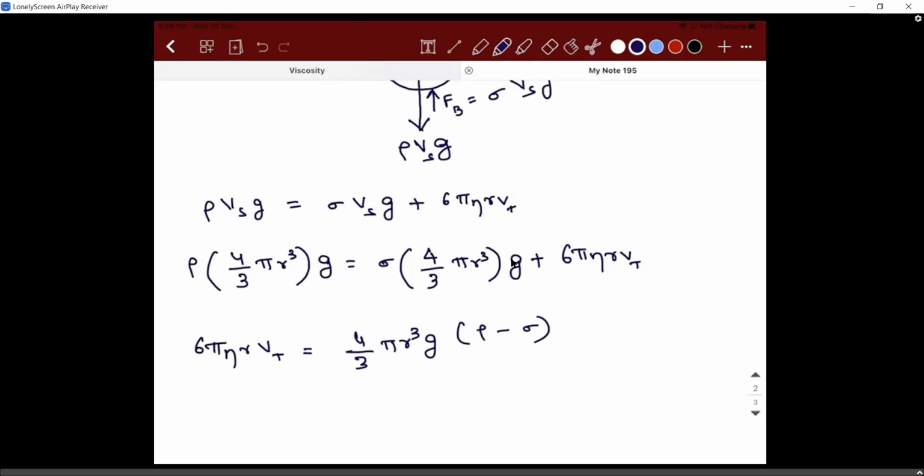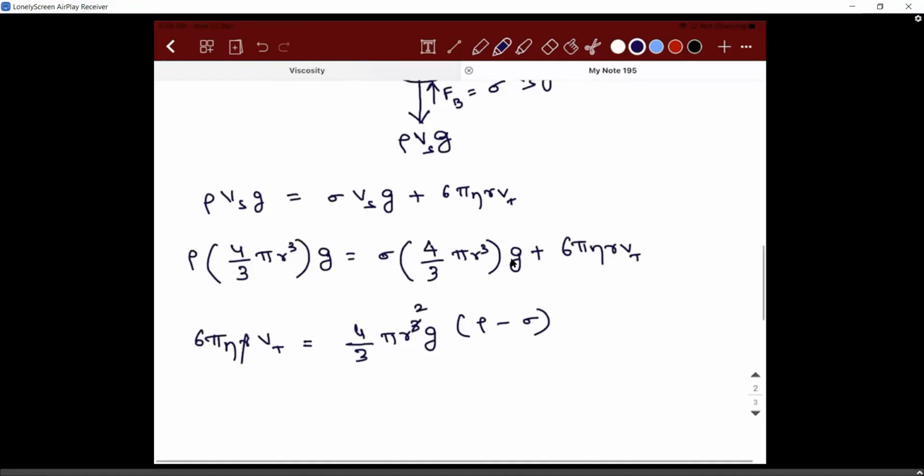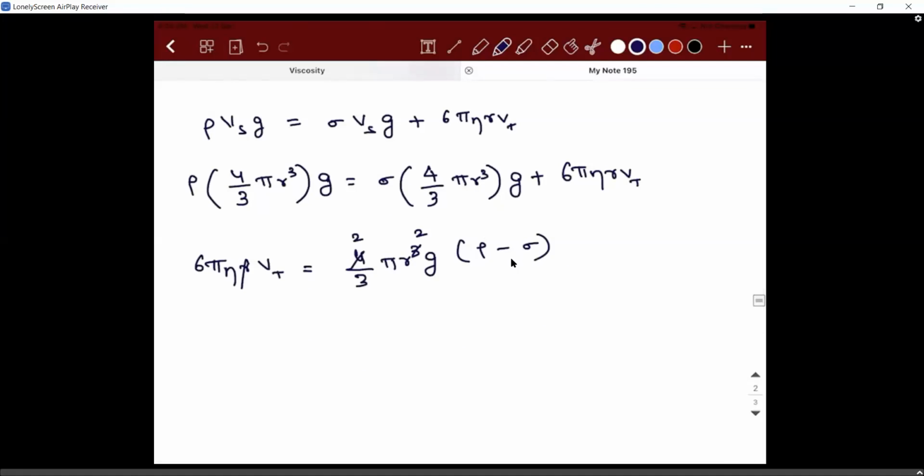So what will get cancelled? R and this will get cancelled. So this goes 2 times and this goes 3 times, and pi is also cancelled. So Vt will be equal to 2 divided by 9 into r square multiplied with rho minus sigma into g, the whole divided by eta. So this is the expression for terminal velocity.